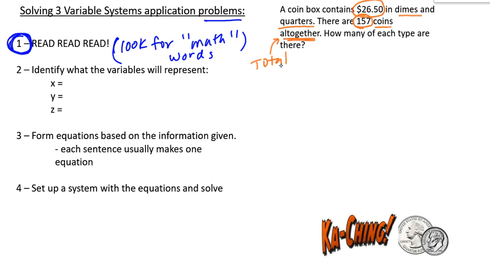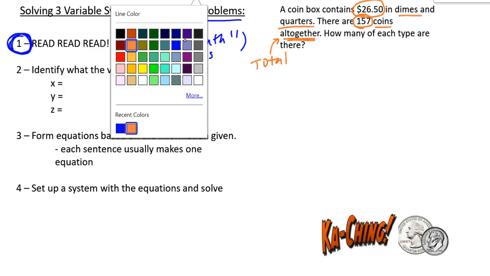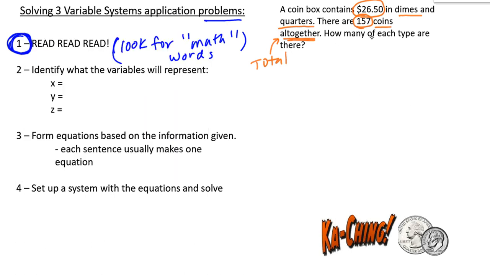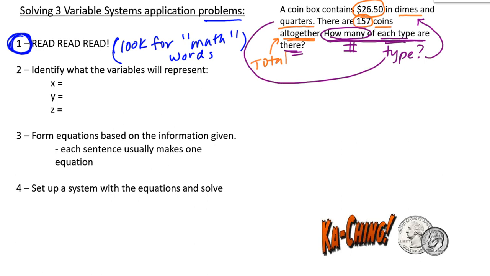Then the question says, how many of each type are there? Now, this last sentence in story problems is usually the most important one, right? How many of each type are there? So how many tells you you're looking for the number of something. Each type, and then you have to say, what do you mean type? What are my types? Well, that goes back up here to these other math words. I hate all my arrows and how they go forever around the book, whatever.